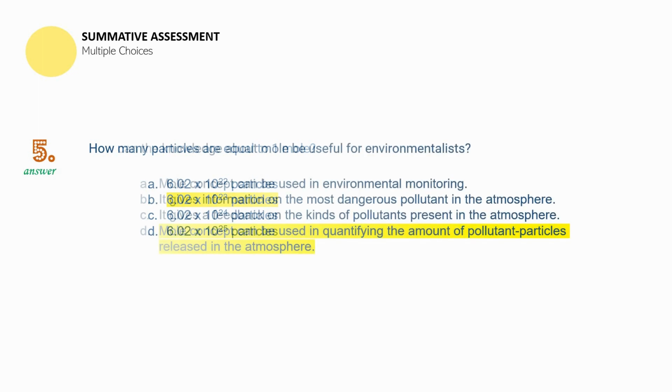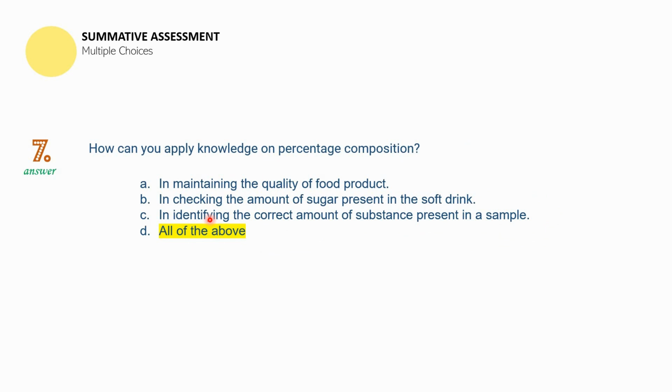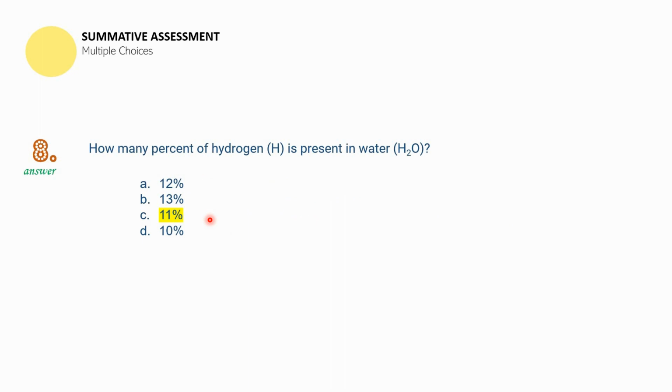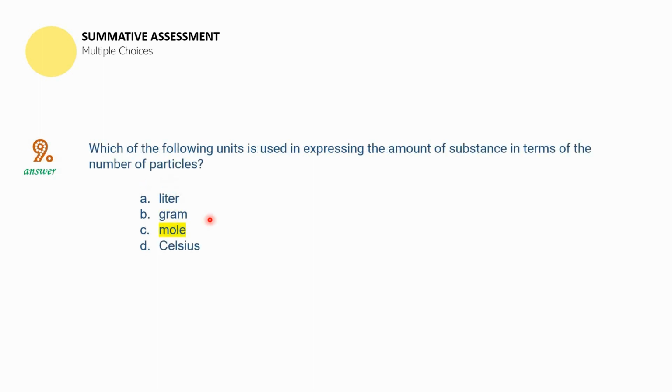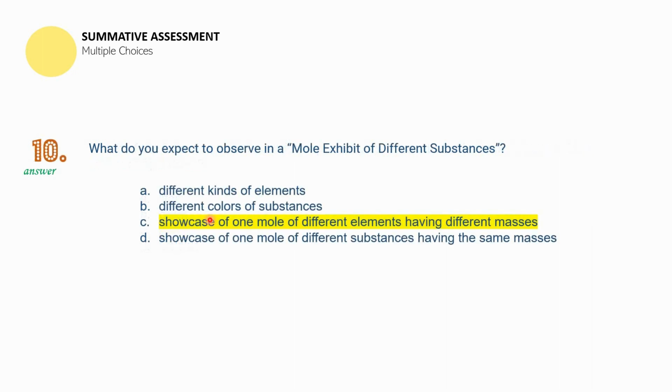The answer to question number 6 is B. The mole concept can be used in quantifying the amount of pollutant particles released into the atmosphere. The answer to question number 7 is D. All of the above. The answer to question number 8 is 11%. I think you got 11.11. The answer to question number 9 is C. Mole. The answer to the last item is C. Showcase of one mole of different elements having different masses.